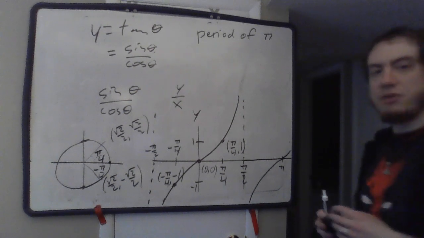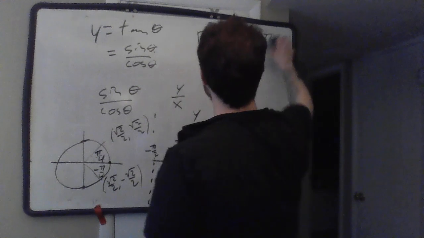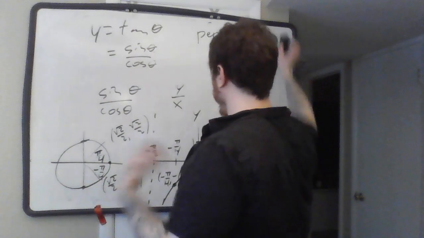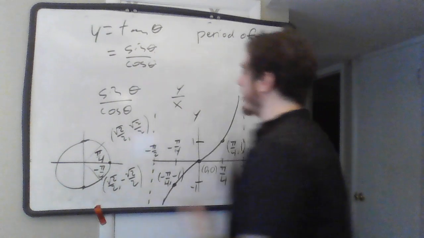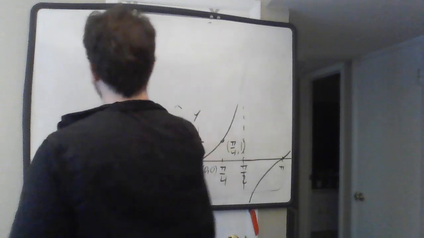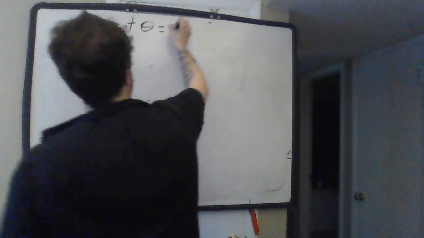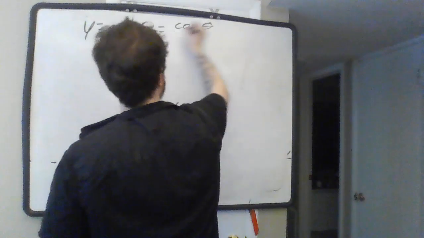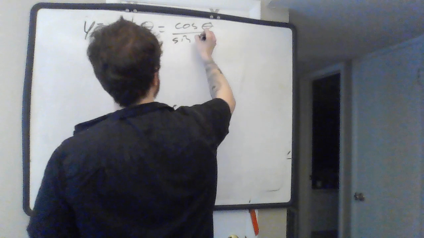We can work out the cotangent in a very similar way. There's actually a few different ways we can think about the cotangent, but personally, I think it's probably easiest to just think about it the way we just did. So we can say, what if I want to graph y equals cotangent theta? Well, this is cosine theta divided by sine theta. So let's think about this one.